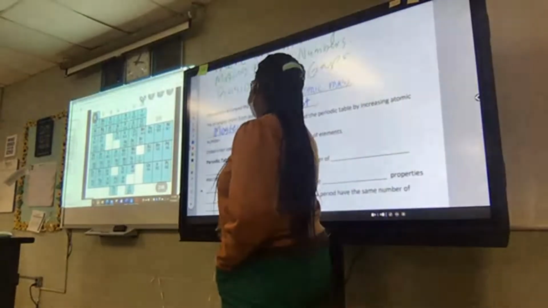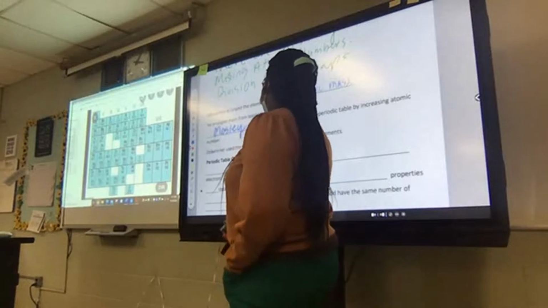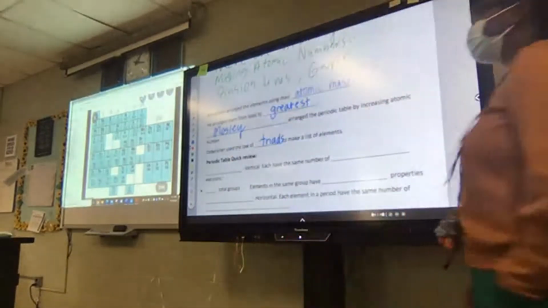He used the law of triads to make a list of elements. It looks a little crazier, but it's still cute.